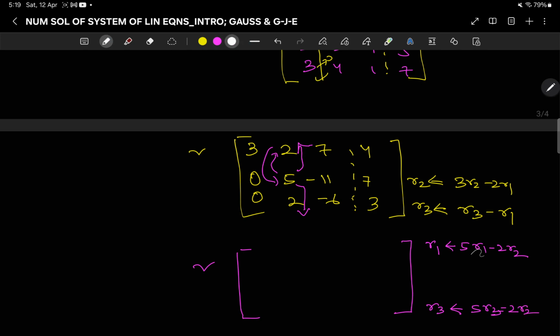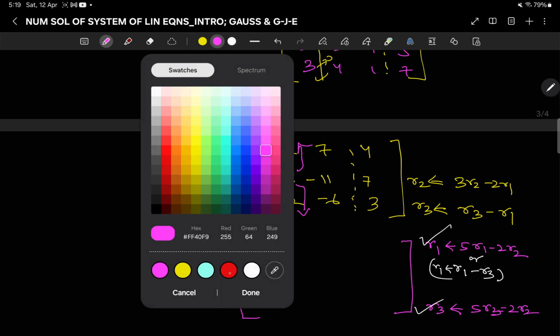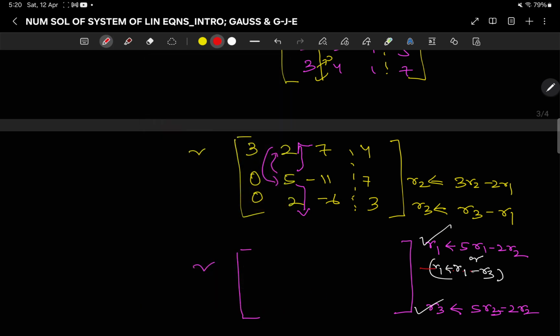However, alternatively, if you simply adopt R1 replaced by R1 minus R3, then also it is okay. Any row operation is fine, but to have a pattern we should use this one.